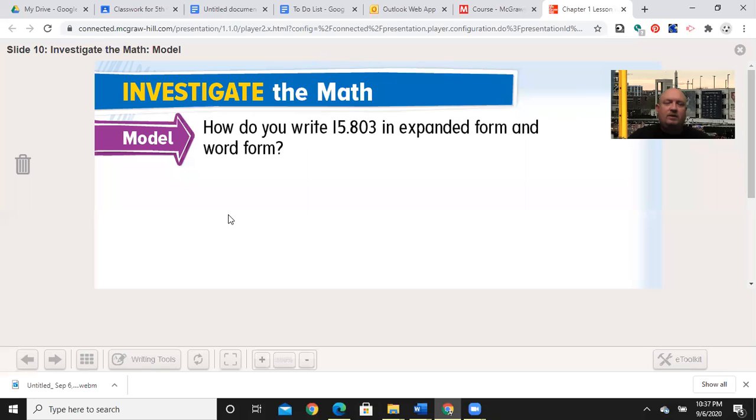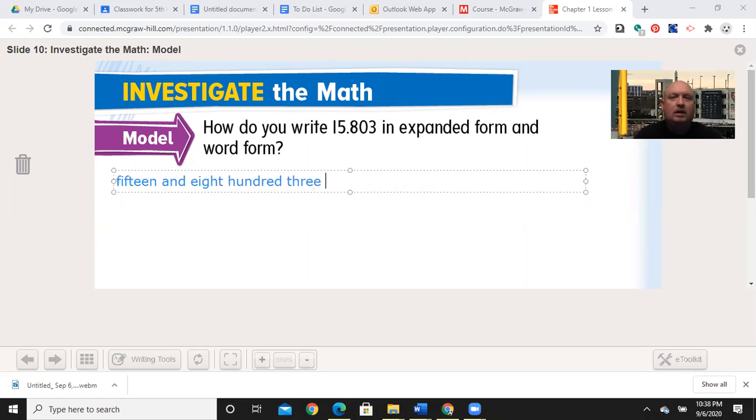So how do we write 15 and 803 thousandths in expanded form and word form? Let's grab my annotation tool here, and I'm going to start right here in word form. I'm going to write 15 because that is my whole number. And then I'm going to put "and". And then I look here and I have the number 803. I literally just write that. And then I say, okay, there were 3 decimal spots, so tenths, hundredths, thousandths. Make sure I have the THS at the end. And now I've written 15 and 803 thousandths.